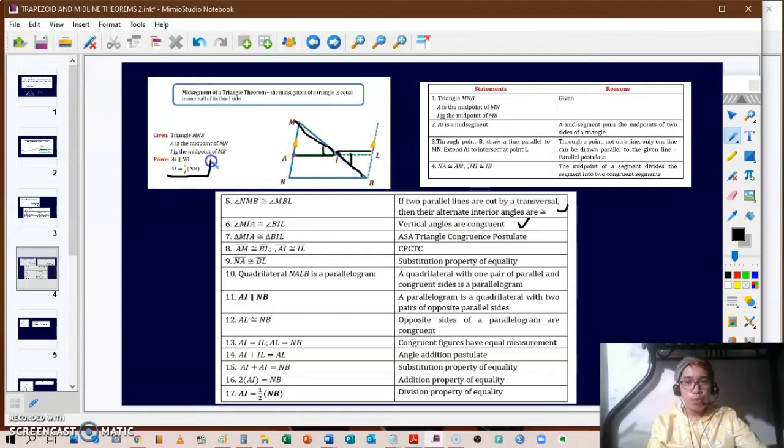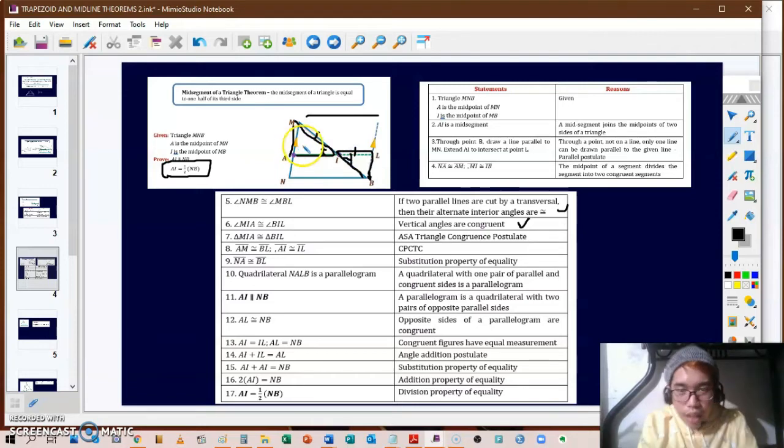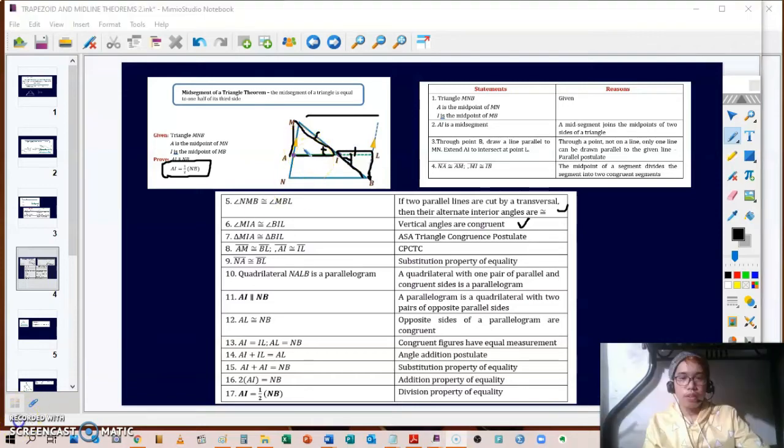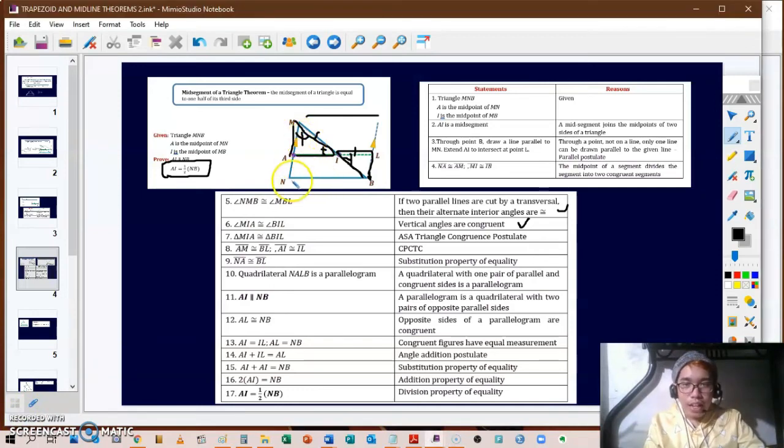Again, guys, we want the proof to lead to AI being 1/2 of NB, and it's necessary for us to extend this line so that we can show a parallelogram of some sort that will give us this proof later on. After that, we can say that triangle MIA is congruent to triangle BIL through ASA. We have angle AMI and also angle IBL. Those two angles are congruent to each other, and by using ASA, we can say that those two triangles are congruent.